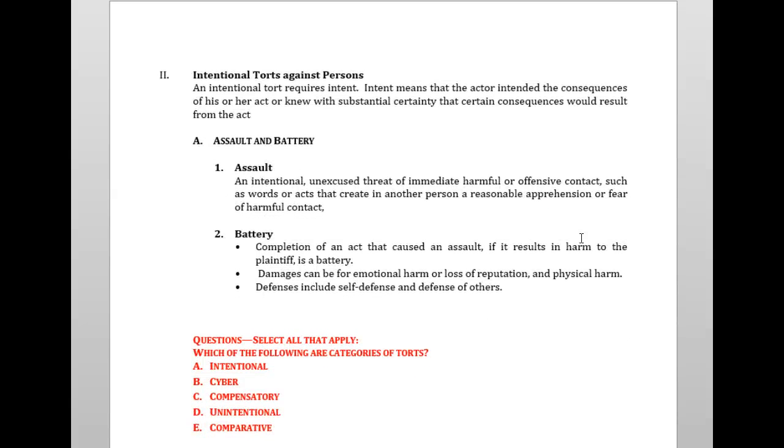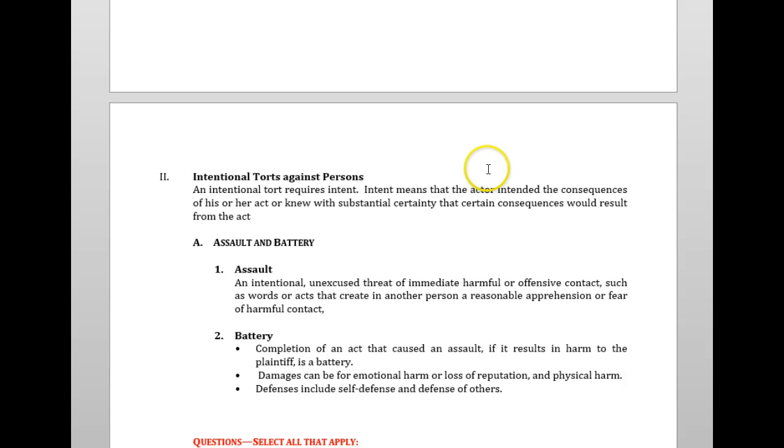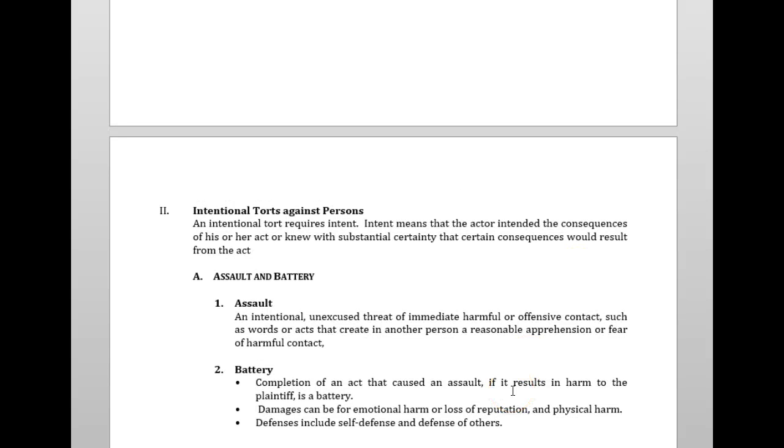We're going to look at intentional torts against persons first off, and we have a whole slew of those. So let's start with the obvious ones. There's assault and battery. Assault is the threat of harm or offensive contact. Just the threat of it. It has to be very radical and horrifying in some ways. That could be somebody pointing a gun at you and threatening to kill you. So it has to be something that is immediately harmful and very offensive.